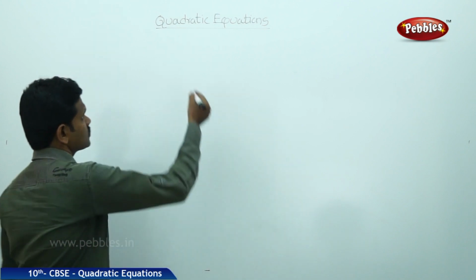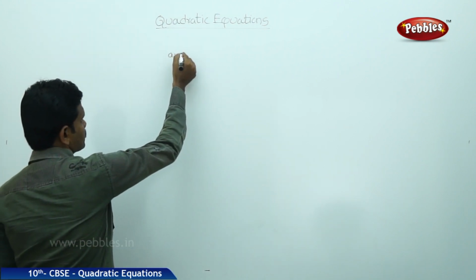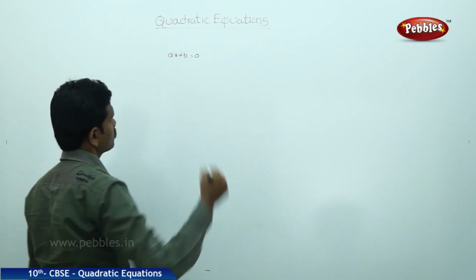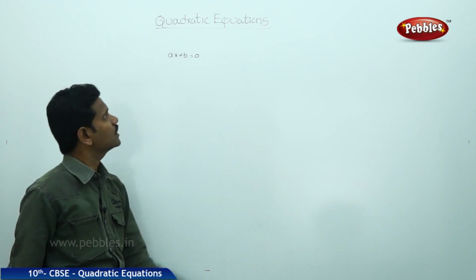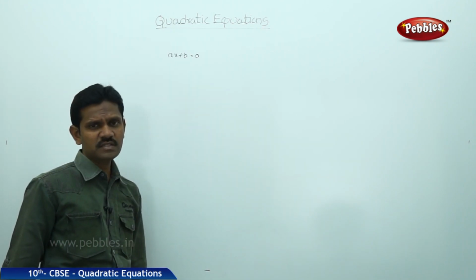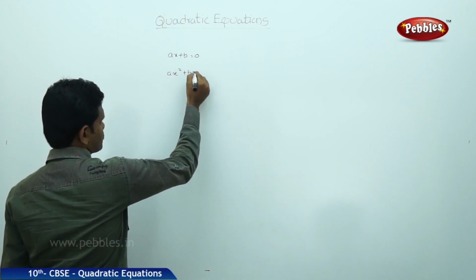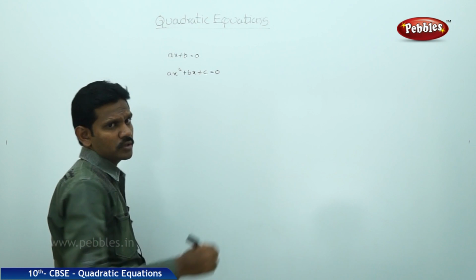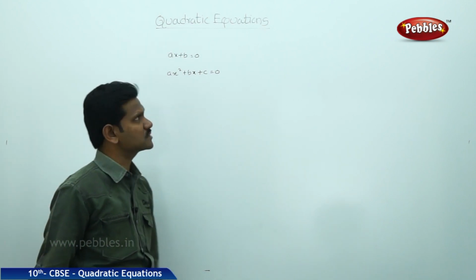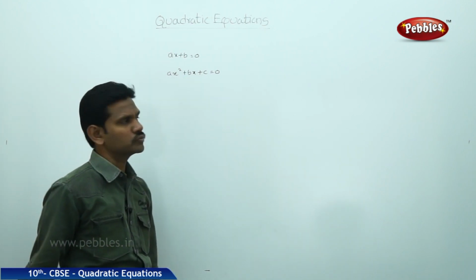That is a monic equation. That is, ax plus b equal to 0 is a monic equation, that is, the highest degree of x is 1. Now ax square plus bx plus c is equal to 0 is a quadratic equation because the highest degree of x is 2.